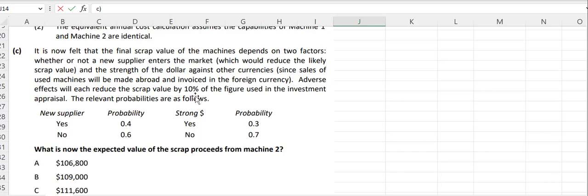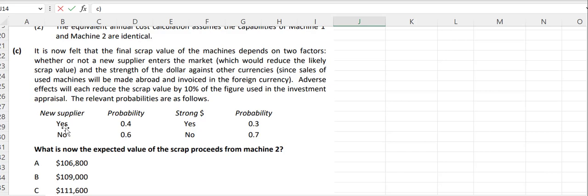So there will be a 10% reduction because of a new supplier entering the market, and if your local currency, that is the dollar, strengthens, you will lose a further 10% as well. But these two things are not certain. A new supplier might enter or might not enter the market. The dollar might strengthen or might not strengthen against the foreign currency.